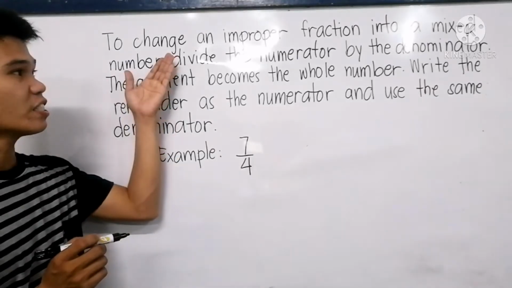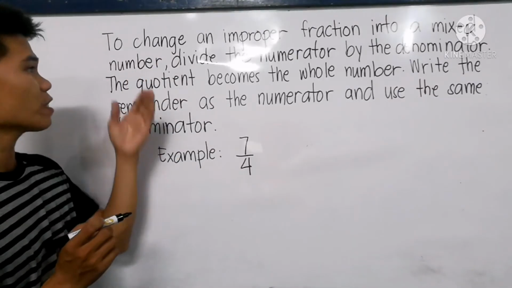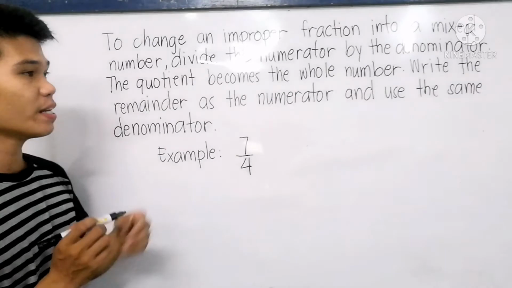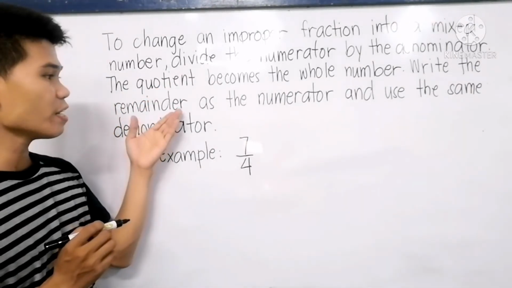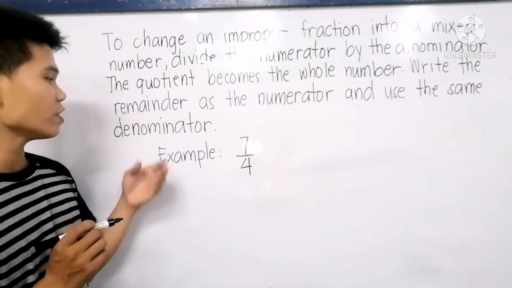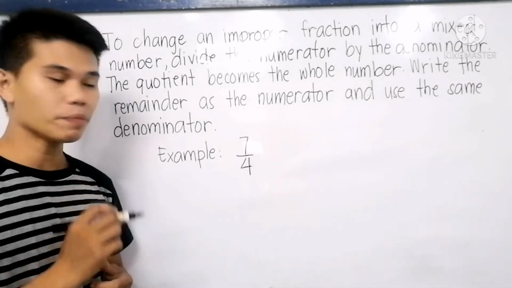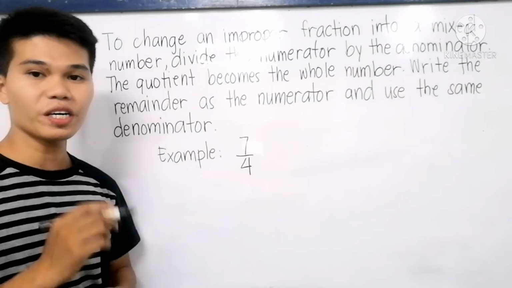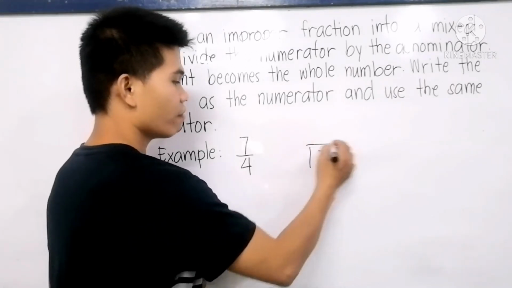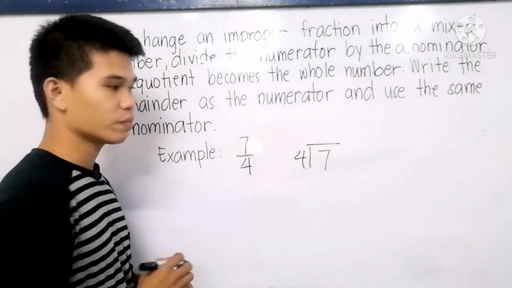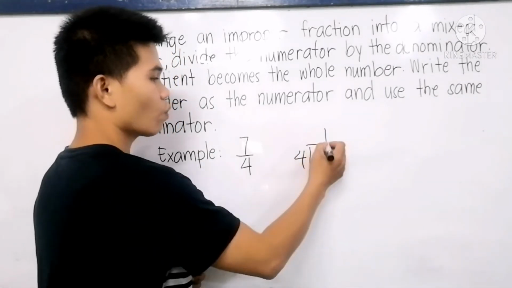Remember, to change an improper fraction into a mixed number, divide the numerator by the denominator. The quotient becomes the whole number. Write the remainder as the numerator and use the same denominator. Example, 7/4. So we are going to divide 7 by 4. 7 divided by 4 is equal to 1.